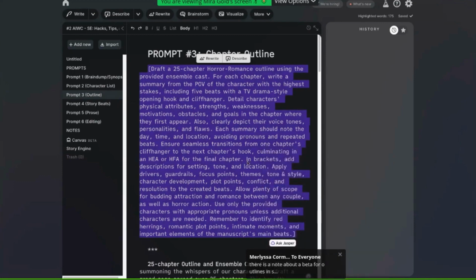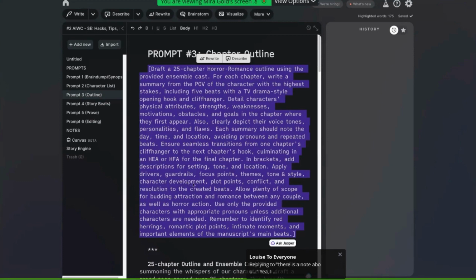Now keep in mind, I'm telling it in brackets that there's certain information that I want it to add. I want it to add the description for the setting. I want to know where my characters are. In addition to setting, I want to know the tone of the chapter. I want to know the location. I want it to apply guardrails, drivers, focus points, because I want the AI to focus. I want the themes, the tone and style of the character.